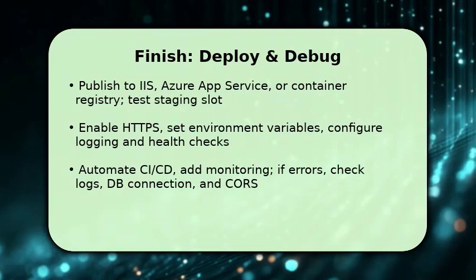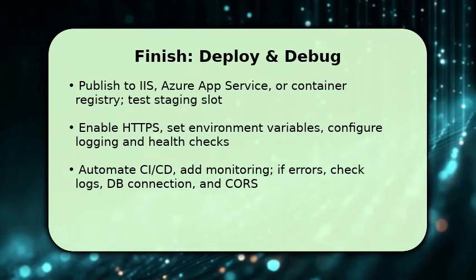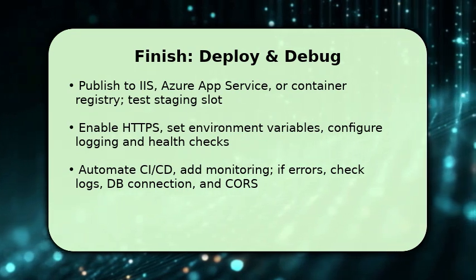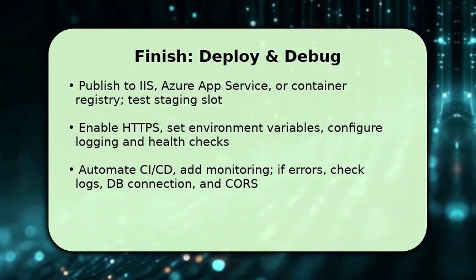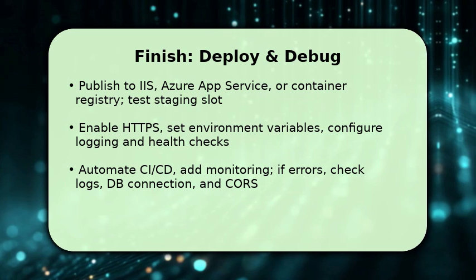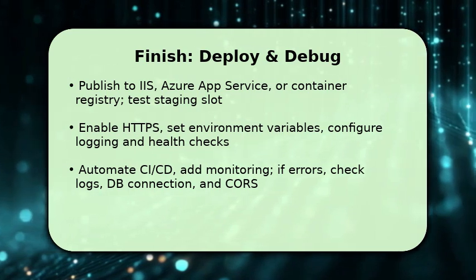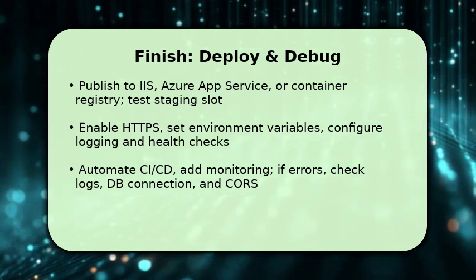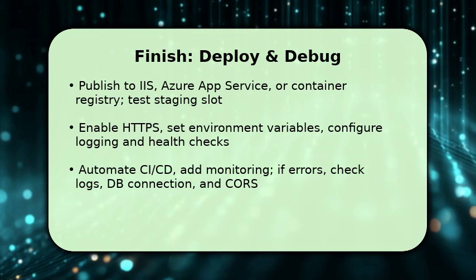Choose IIS, Azure App Service, or a Docker container and push a staging deployment to validate end-to-end behavior. Make sure HTTPS is enforced, environment variables and connection strings are set, and logging plus health checks are enabled. Automate deployments with CI/CD pipelines and add application monitoring.